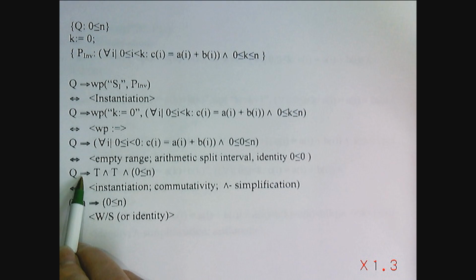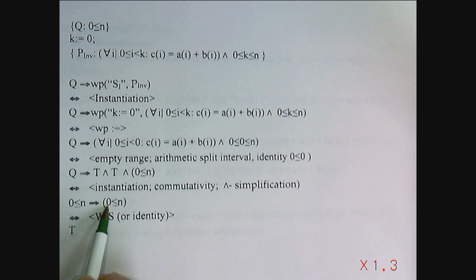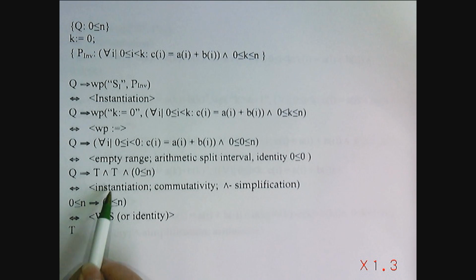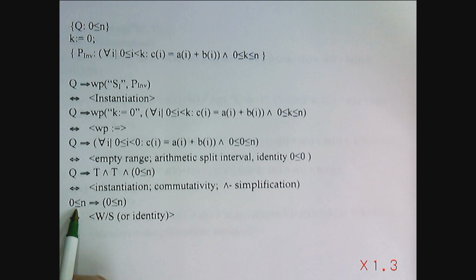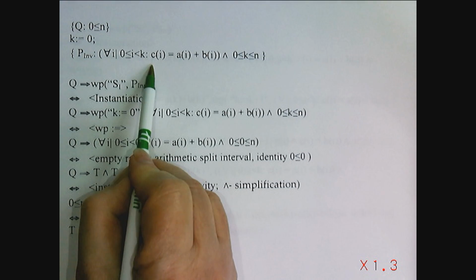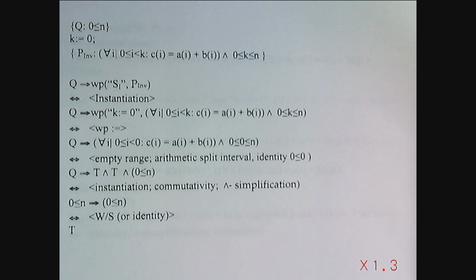So I find I have Q implies 0 is less than or equal to n, but instantiating for Q, I find I have 0 is less than or equal to n implies 0 is less than or equal to n, which by identity or implication simplification, or you could say weakening, strengthening, whatever you call it, it's true. Which means I know that the invariant holds before I start iterating.